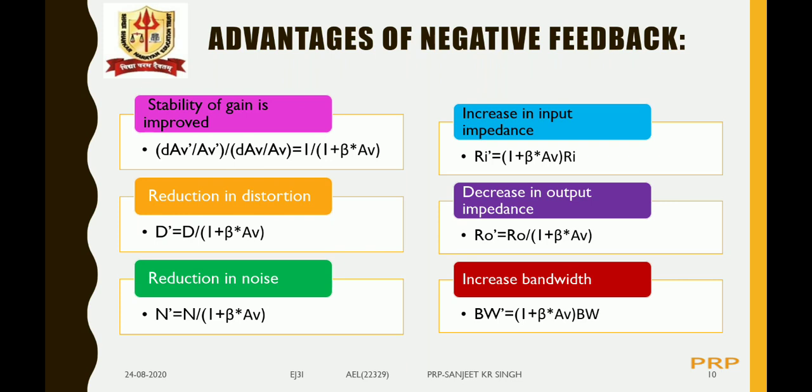So here we also see the reduction in the distortion. Similarly, reduction in noise is by a factor 1 plus beta times AV, and increase in input or decrease in output impedance is also by 1 plus beta times AV, and increase in bandwidth is also 1 plus beta times AV. So 1 plus beta times AV is a factor by which the parameters are either increased or decreased.